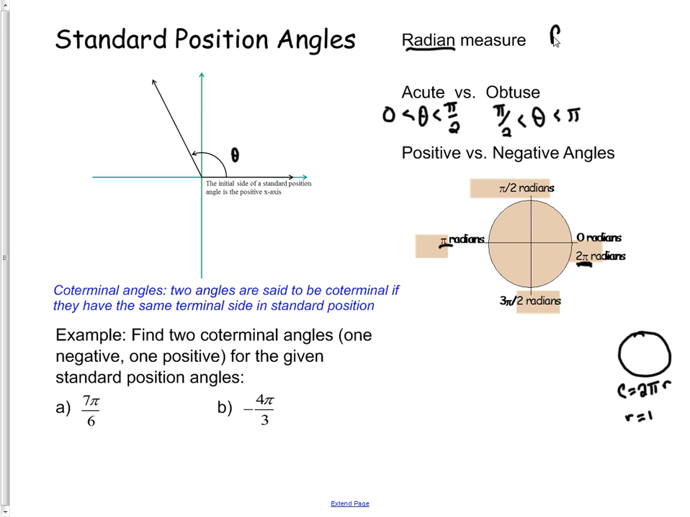A right angle, of course, will be a pi over 2 angle. And a straight angle will be an angle of pi radians. Now you'll notice that I'm not actually writing radians or rad or anything after that. I'm just writing the angle itself. You won't see a symbol.